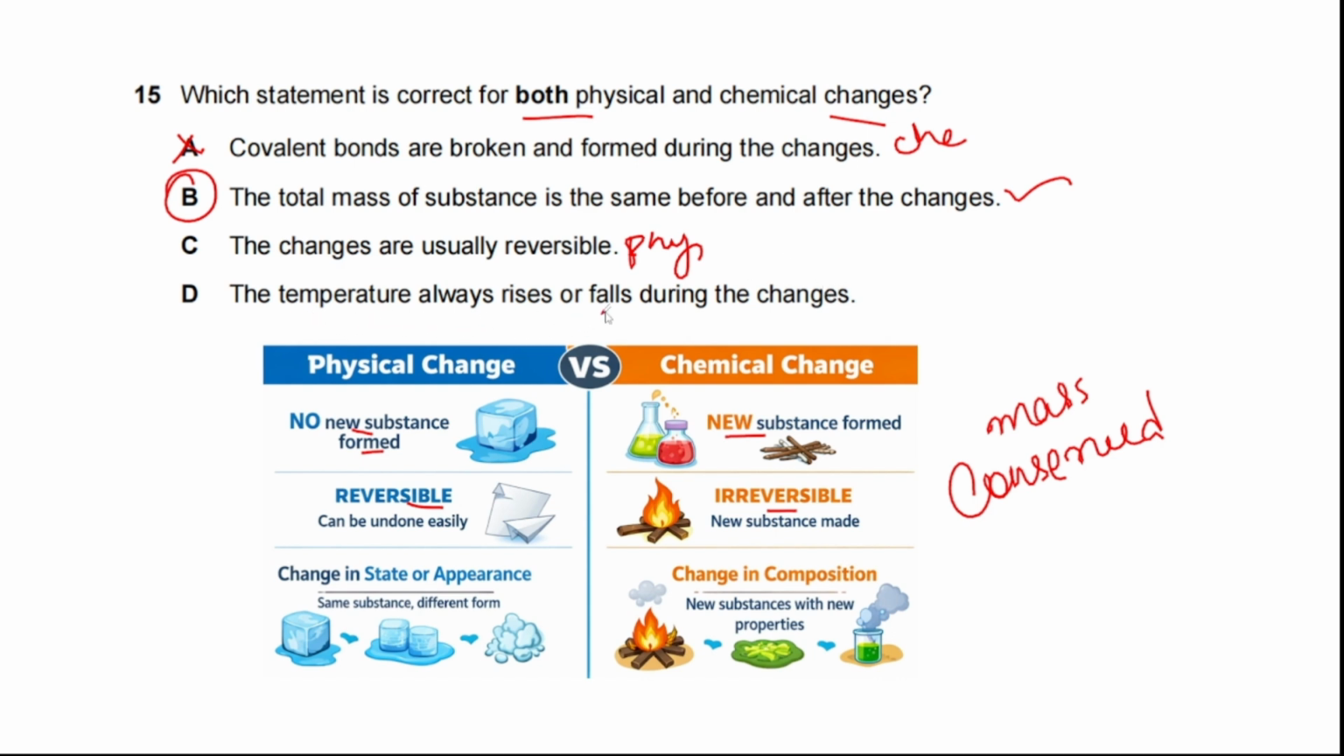Option D, the temperature always rises or falls during the changes. That's not true for both. In chemical changes, a new substance will be formed. If you're burning something, it will change. That's not what basically makes a difference between a physical and a chemical change. So the correct option is option B.